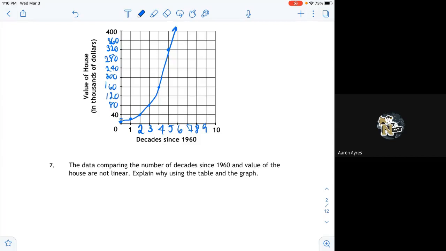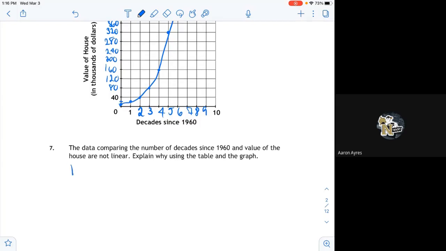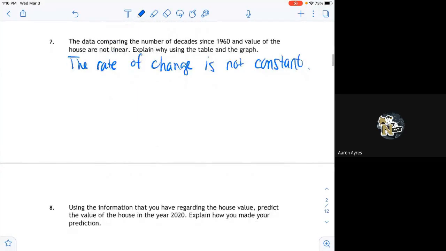All right? So, I'm just going to put down here for number 7, the rate of change is not constant. Okay? Are we good with that? Show me a thumb. Are we okay with that, everybody? Good. Okay. Let's keep going here now.